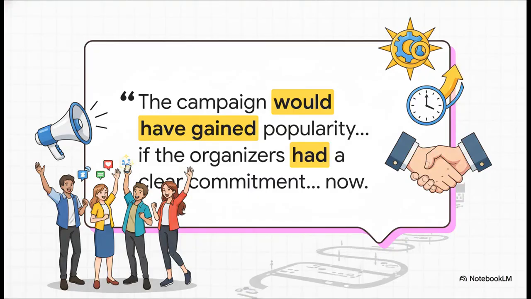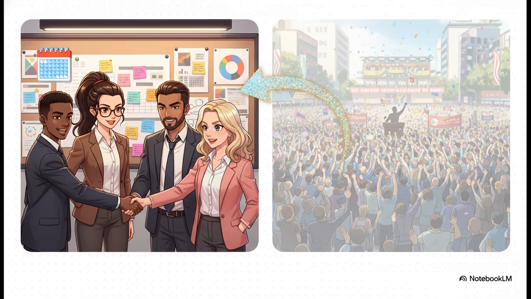The campaign would have gained popularity last month. Okay, that's clearly the past result. But what's the condition? If the organizers had a clear commitment. Now, see, that's the present state. We're using the simple past to talk about a hypothetical now. This really shows you how a present-day reality, or in this case, a lack of one, could have completely rewritten a past event. If they had a stronger commitment now, they would have seen more success then. It's a really powerful way to think and to speak.